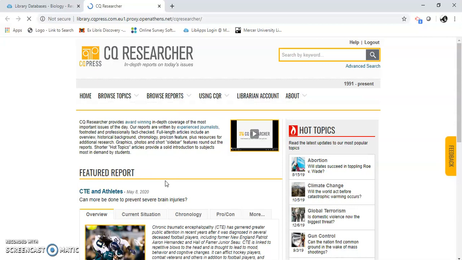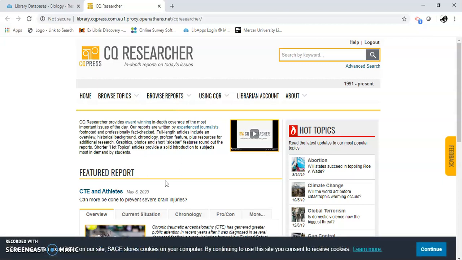And it's written by experienced journalists. Okay, they have historical backgrounds, chronology. Pro-con feature. It's really good if you want to look up, like, for an argumentative paper for ethics reasons or resource. It's just good to see a different point of view. But also it has some statistics in there, government statistics about issues. I'm going to point those things out.